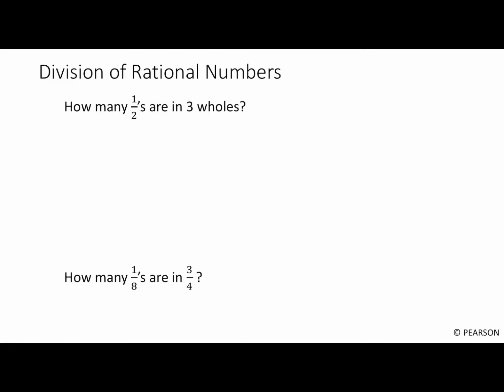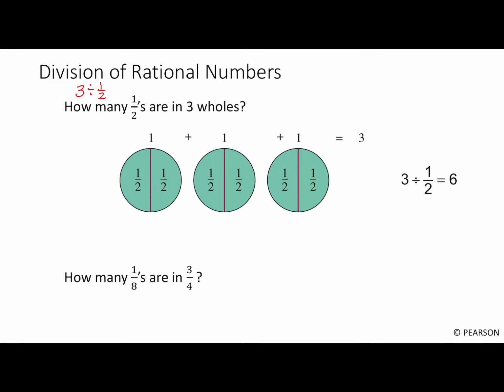All right, so let's think about division of rational numbers. If I asked you to find 3 divided by 1/2, you can think of that as asking how many 1/2s are in 3 wholes. To illustrate that with an area model, we could draw 3 wholes and count how many 1/2s are in those wholes. I've cut those wholes into halves, and if I count, I've got 1, 2, 3, 4, 5, 6. So there are 6 1/2s in 3 wholes, and that means that 3 divided by 1/2 is 6.